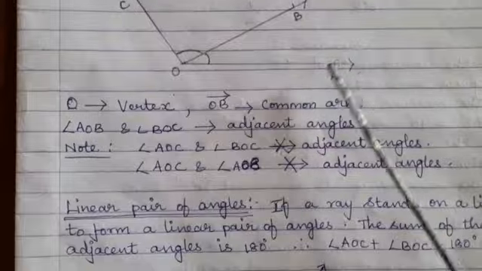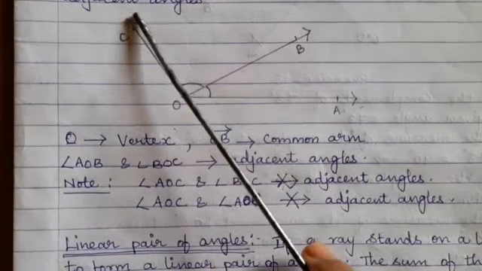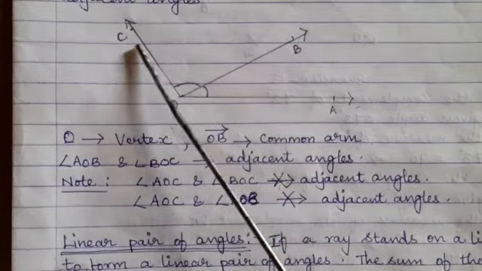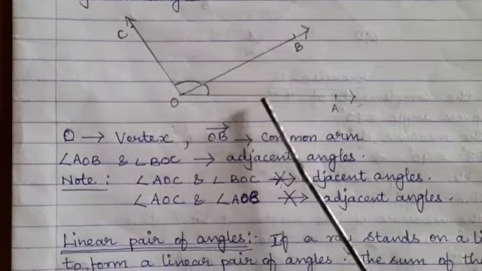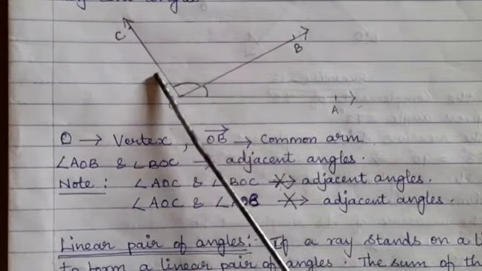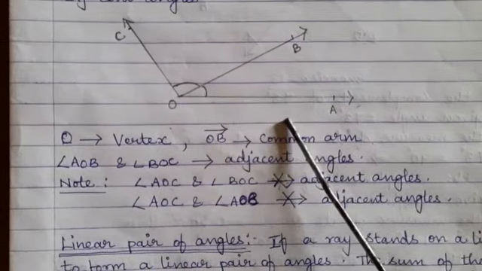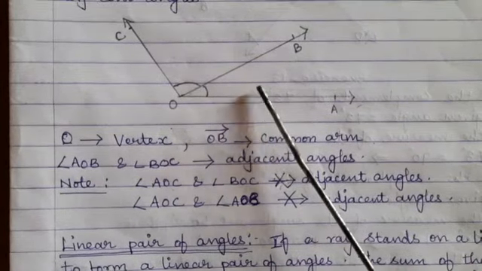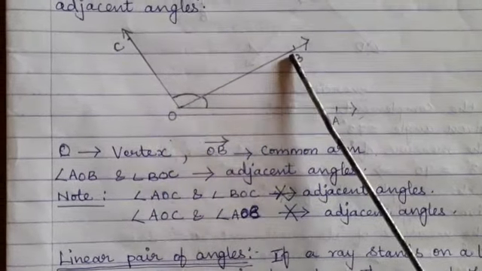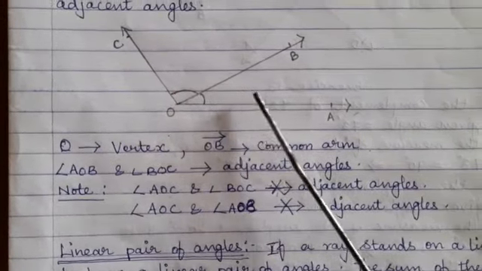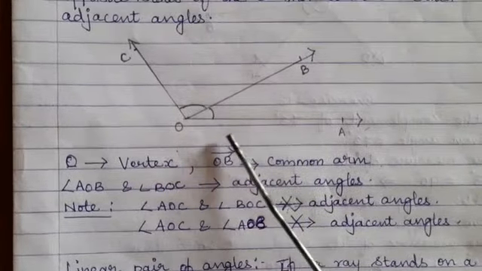In the same way, take one more example: angle AOC and angle AOB. See there, which one is common here? AO is common, but the two other arms are not lying on opposite sides of the common arm. So they are not adjacent angles. So what are the conditions? Two angles should have a common vertex and one common arm, with the other two arms lying on opposite sides of the common arm. These three conditions should be there. Then only we call the angles adjacent angles.